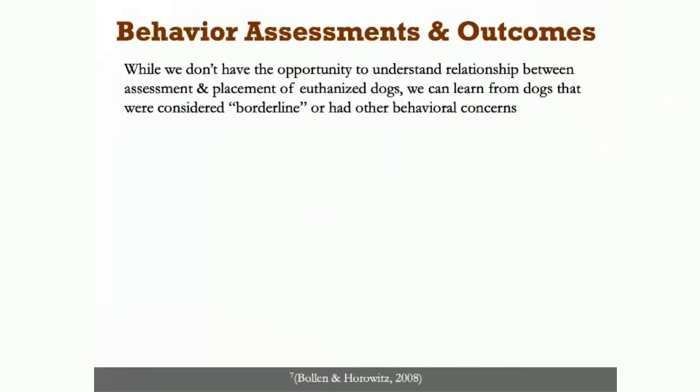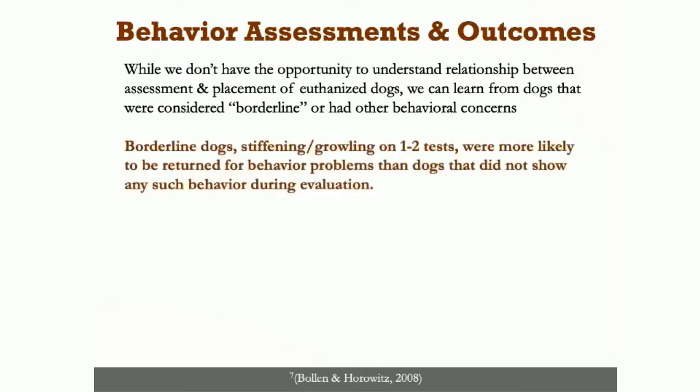So while we don't have this opportunity to understand this relationship between the assessment and placement of dogs that were euthanized, we can glean some insights from the dogs that they considered borderline. The borderline dogs were dogs that stiffened or growled on 1 to 2 subtests. They were in fact more likely to be returned for behavior problems than dogs that did not show any such behavior during the evaluation.